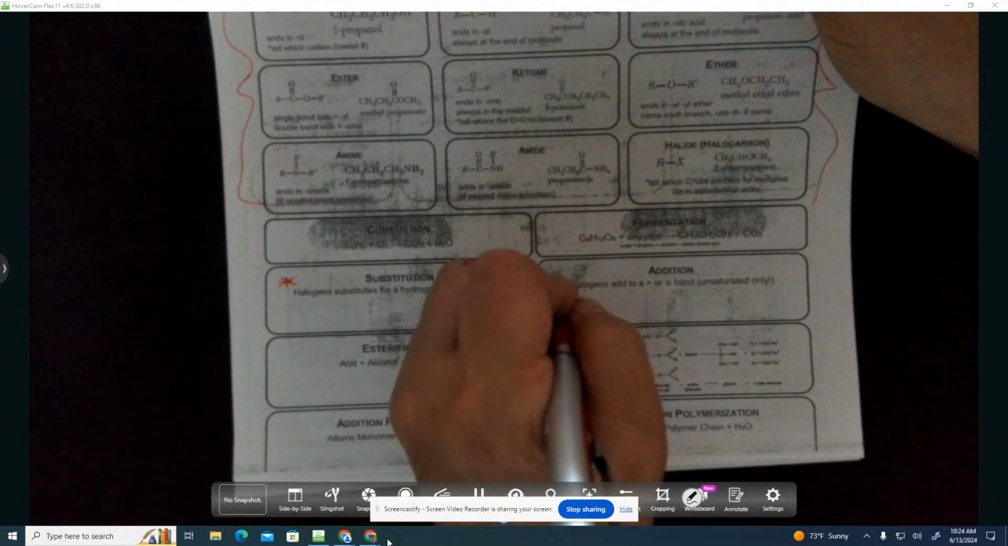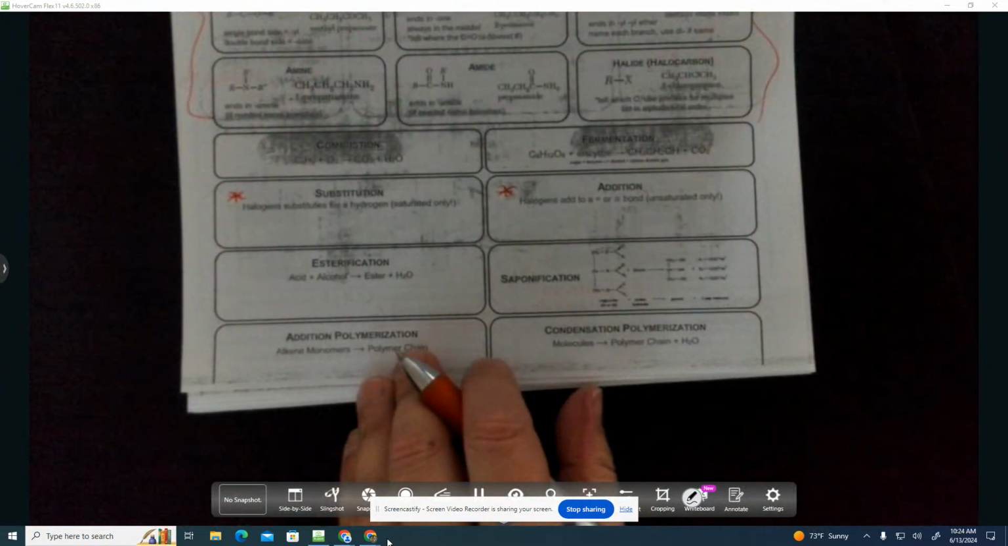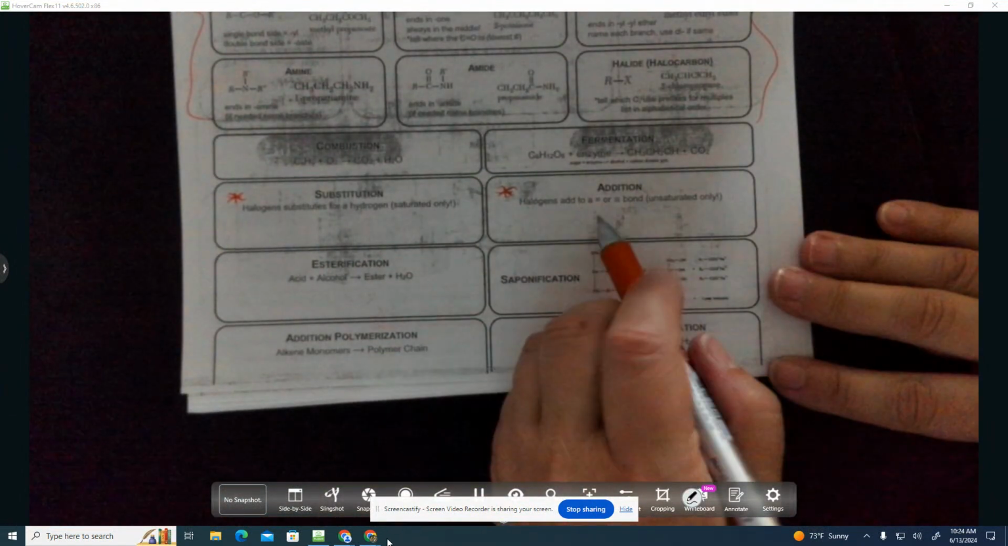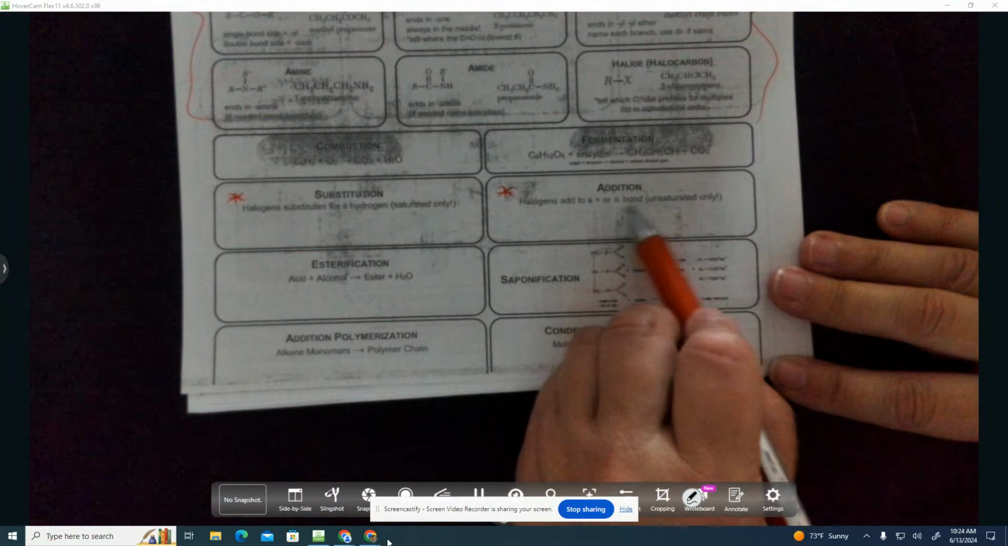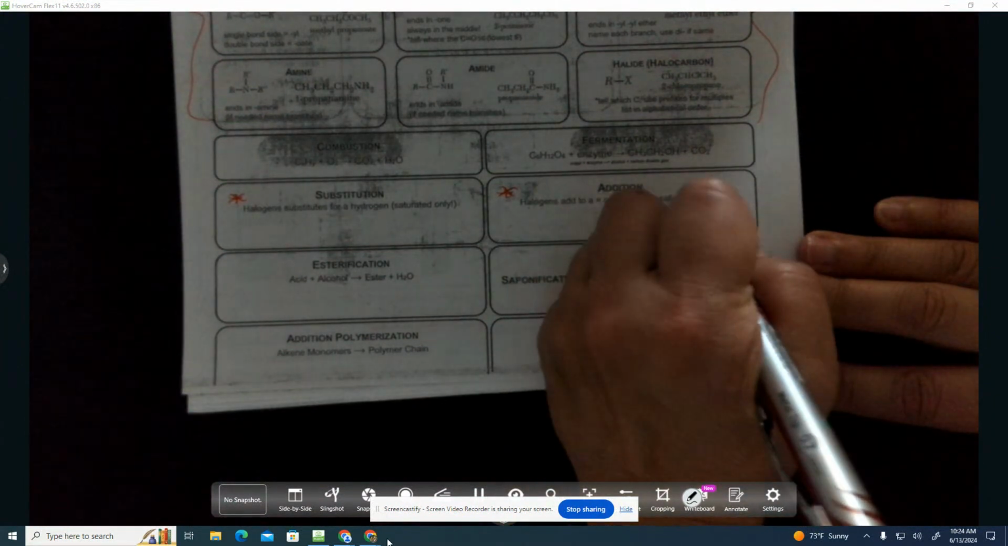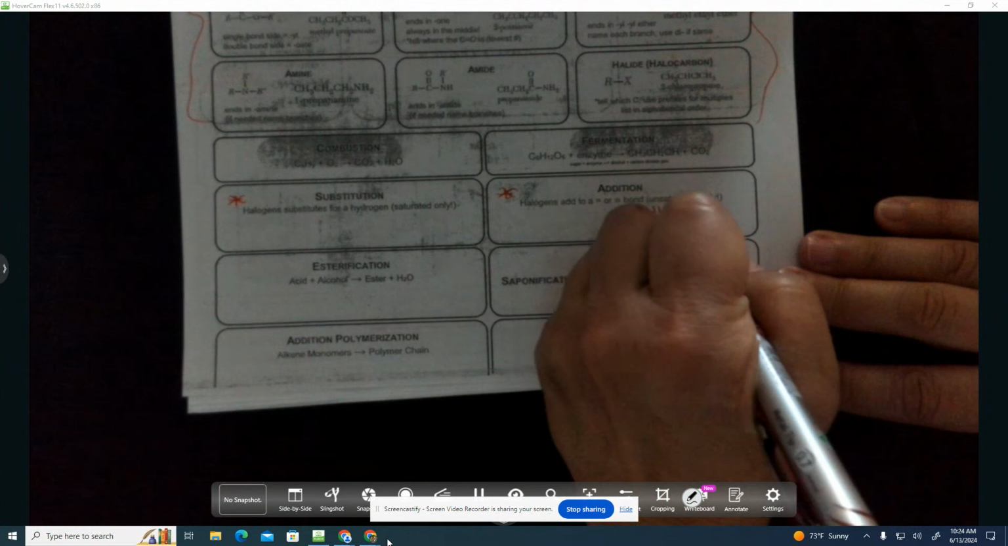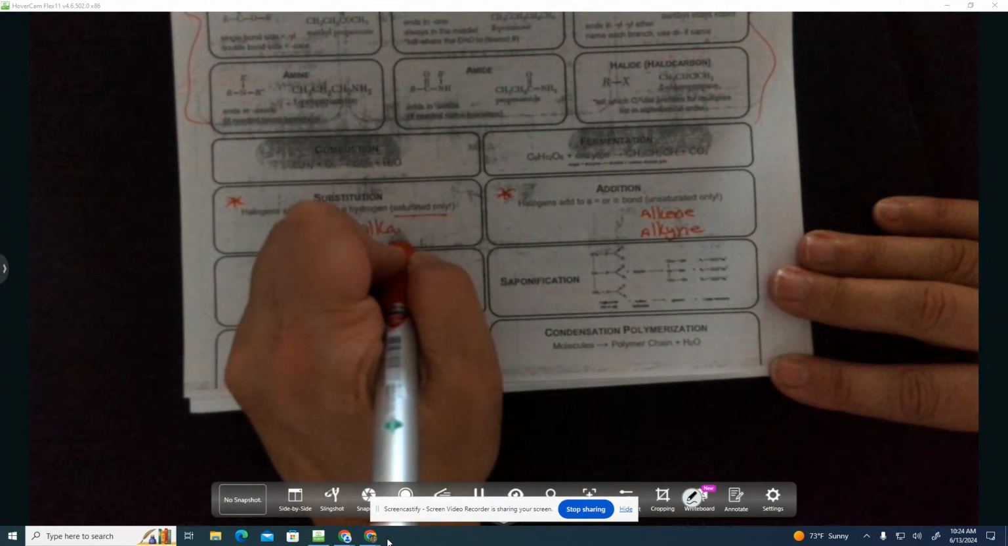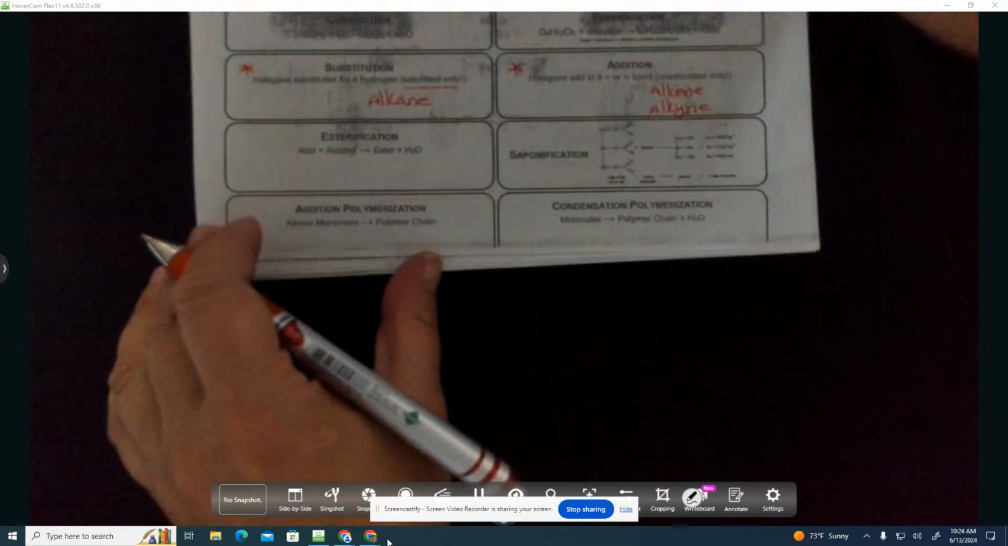All right. That takes care of this one and this one. See where it says add to a double or a triple bond, unsaturated only? That means there's going to be an alkene or an alkyne. Substitution has to be an alkane. All right. Esterification, another biggie.